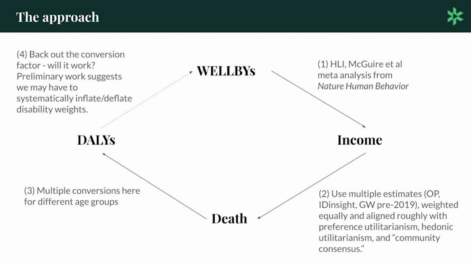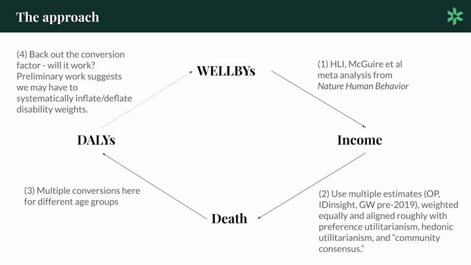The way that we are going to do that, starting at the top right, going clockwise, is we are going to rely very heavily on HLI's work. HLI did an excellent meta-analysis, which was very convincing to us, such that there is a stable relationship, we believe, between well-being and income doublings. That's the first leg. The second leg is income to death, so income doublings to death.